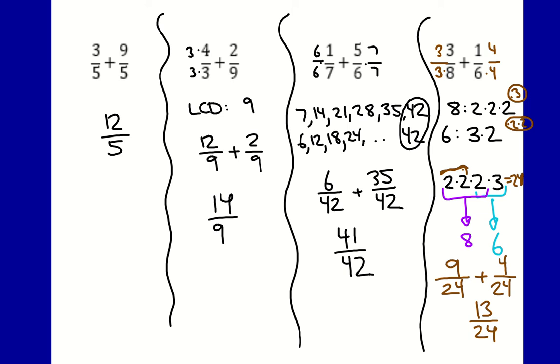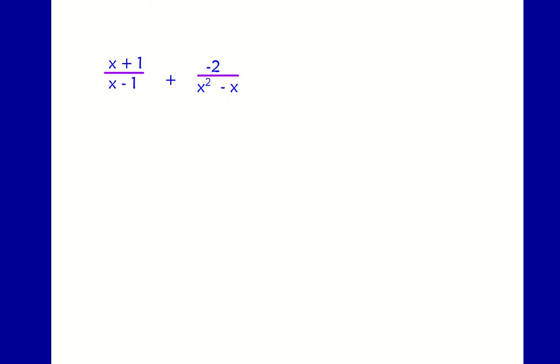With those things in mind, let's go ahead and move on and look at a few Algebra 2 problems that are adding or subtracting. In the first one, I've got (x plus 1) over (x minus 1) plus negative 2 over (x squared minus x). I need to factor anything that is factorable. So the denominator of that second fraction, I'm going to need to factor. Turning this into (x plus 1) over (x minus 1) plus negative 2 over x times (x minus 1).